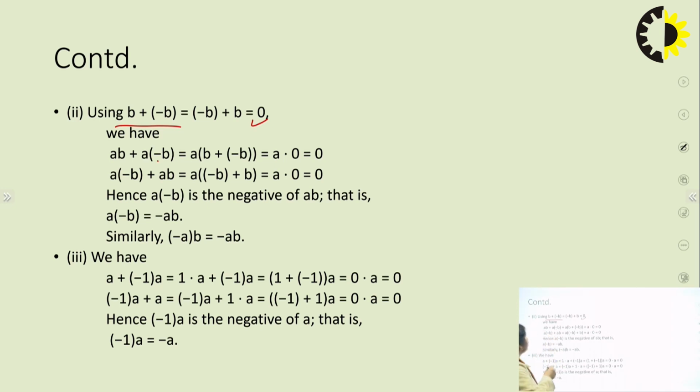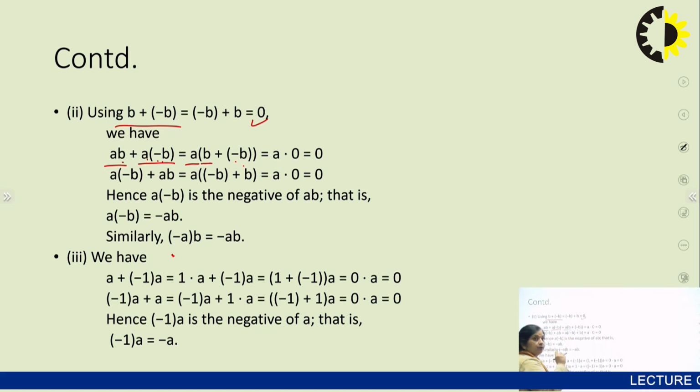So now let us check. AB plus this is equal to A into B plus minus B, by applying the distributive property. I have taken A distributed over B plus minus of B, that is negative of B. And we know that B plus negative of B is 0, that is the identity element. So A into 0 is 0, we have just seen. So we got 0 in the answer.